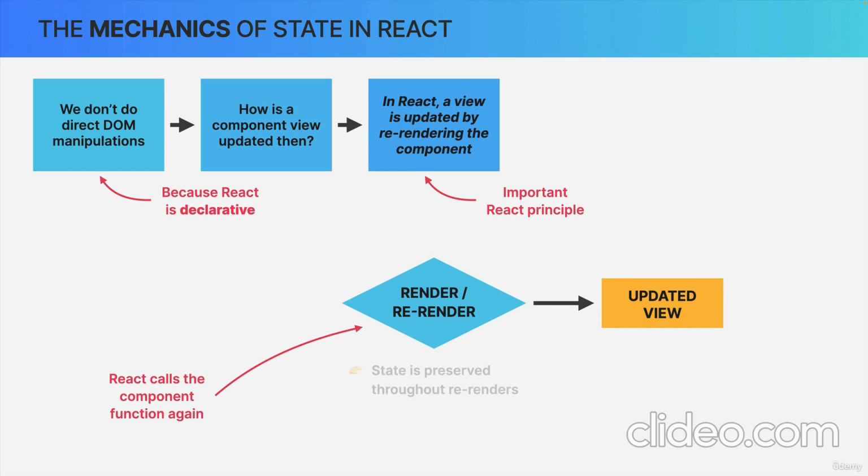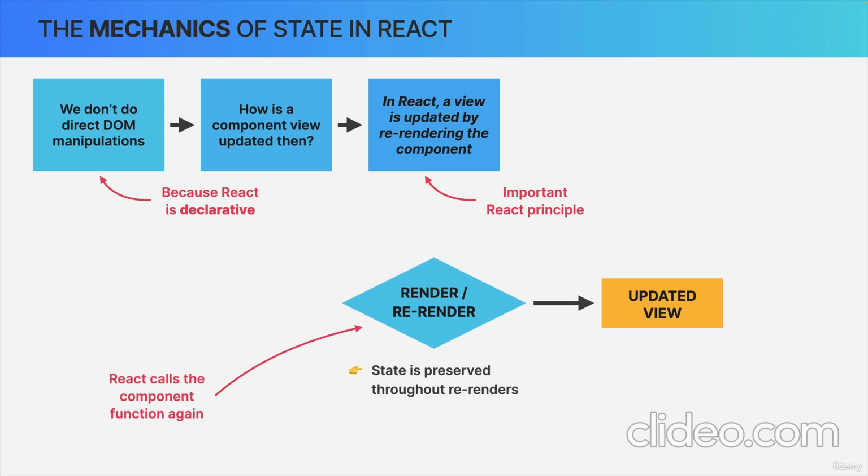Now, React preserves the component state throughout re-renders. And so even though a component can be rendered and re-rendered time and time again, the state will not be reset unless the component disappears from the UI entirely, which is what we call unmounting.